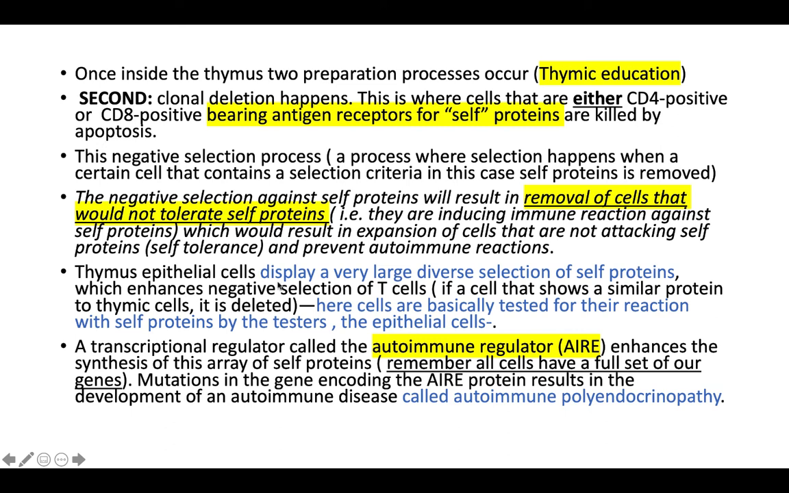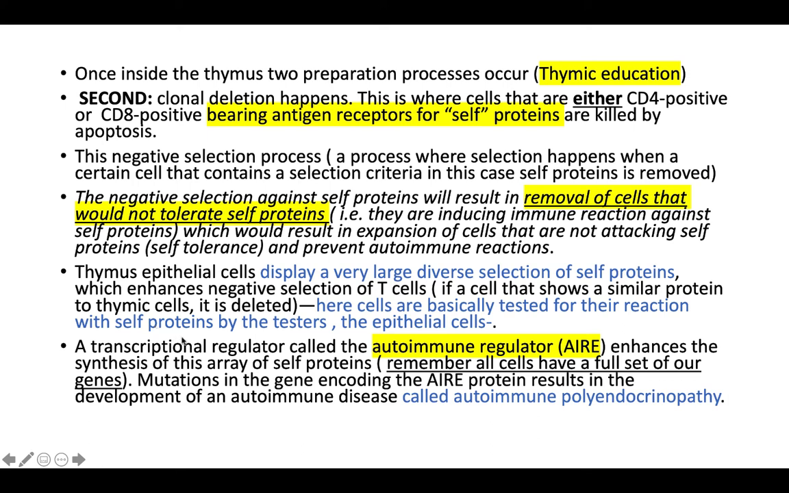Thymus epithelial cells هم هدول الخلايا اللي حكيناهم stromal cells that do the education by displaying the very large diverse selection of self proteins اللي انا زي كان بامتحنهم. Are you going to react? If you did, you are negatively selected and I will kill you. So here cells are basically tested for their reaction with self proteins.